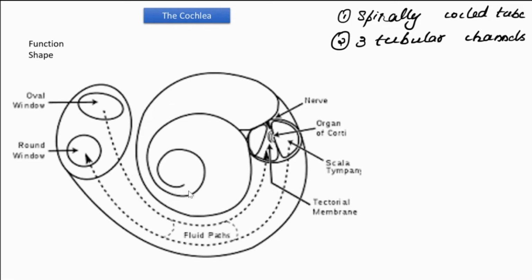One, two and a half turns. So, a somewhat snail-shell-like appearance. Function: sense of hearing, and the shape is spirally coiled. It is composed of three parallel channels. Three tubes are present together, arranged parallelly. Cochlea consists of three tubular channels arranged parallelly.